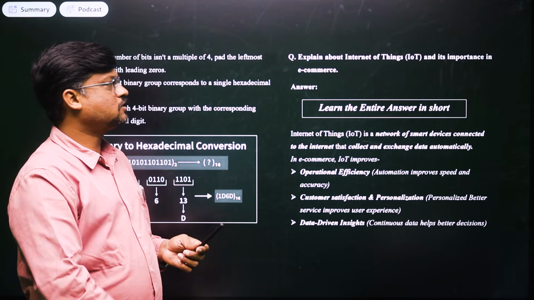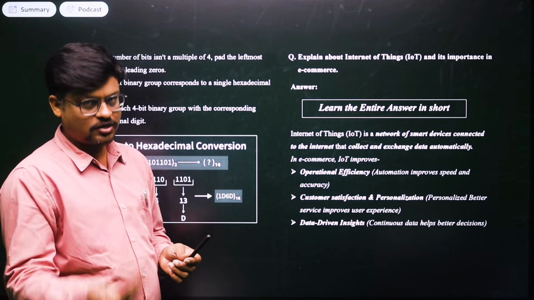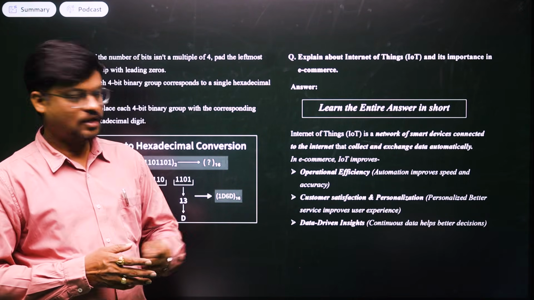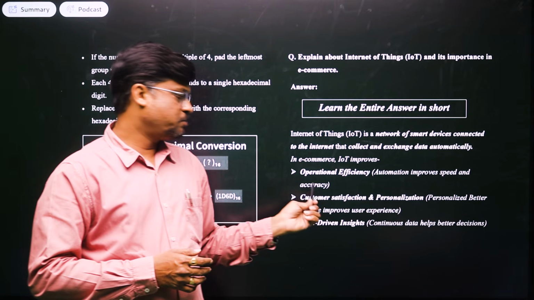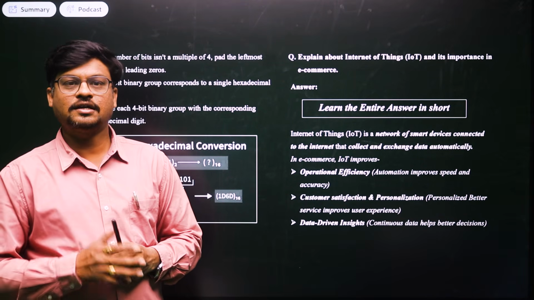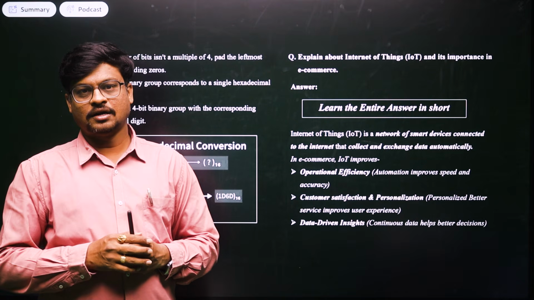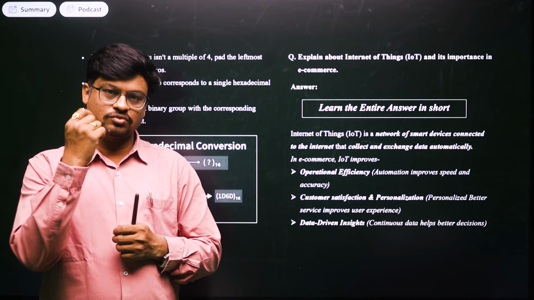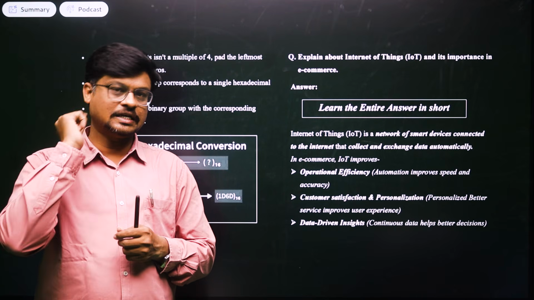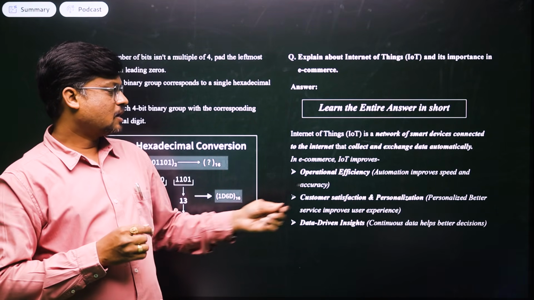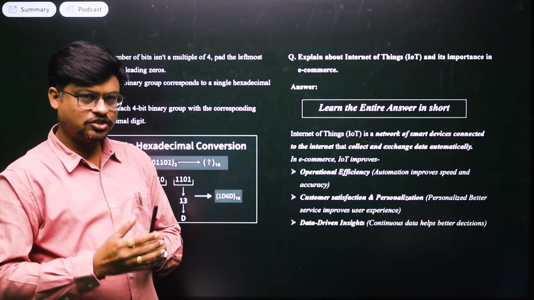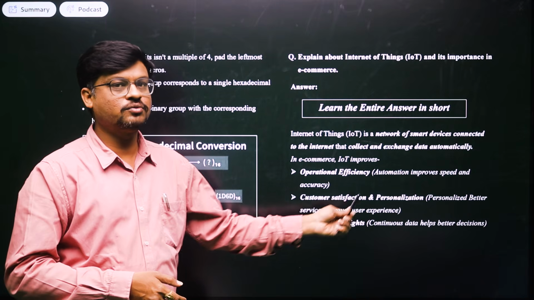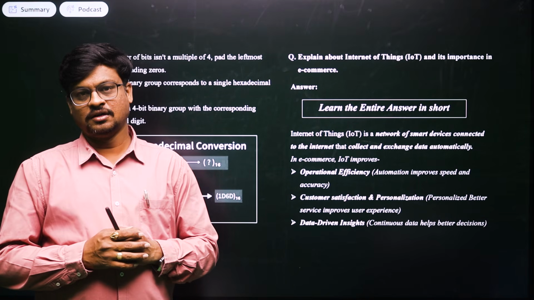And what are the advantages of using IoT, or the importance of IoT in e-commerce? The first is operational efficiency. Automation improves speed and accuracy. Targeted marketing can be done. Uninterested things are not sent to you; only the interesting things are sent to you, so that accuracy and efficiency increase. Then customer satisfaction and personalization. Just now, as I said, personalized, better service improves the user experience.